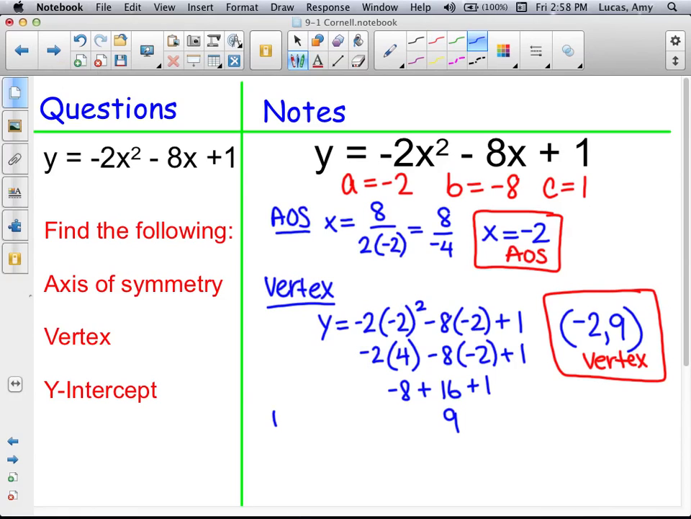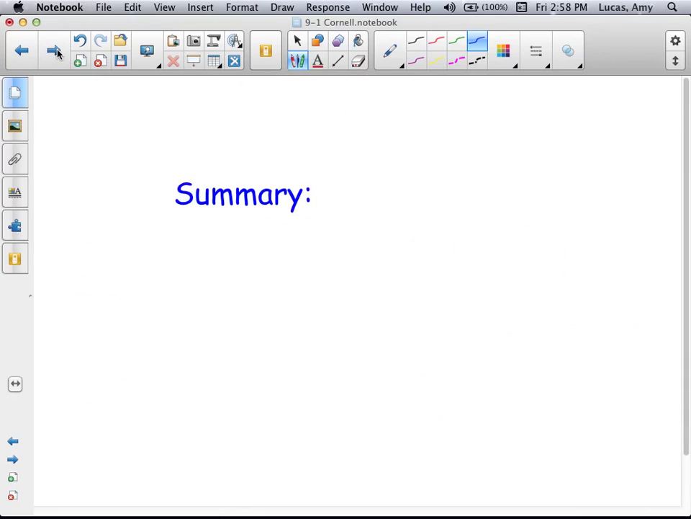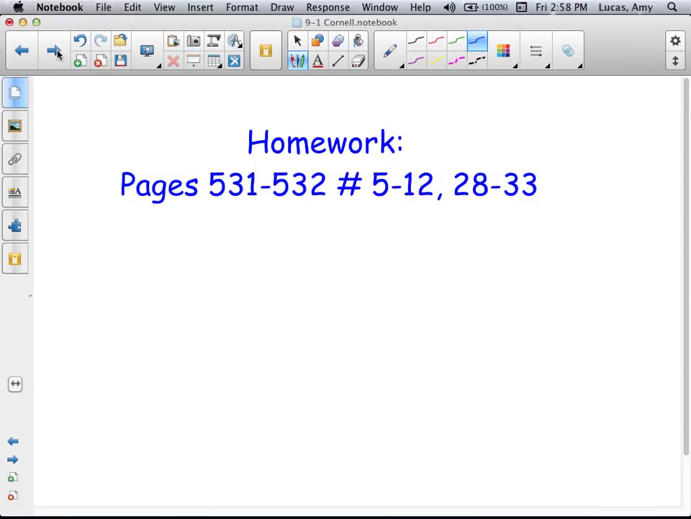And then the last thing, y-intercept is C, so it's 1. And we're done. You should be able to write a summary now. And remember, your summary was talking about explaining how you find the vertex. You could explain how from a graph, and you could explain how from an equation in standard form. And here are your homework problems.